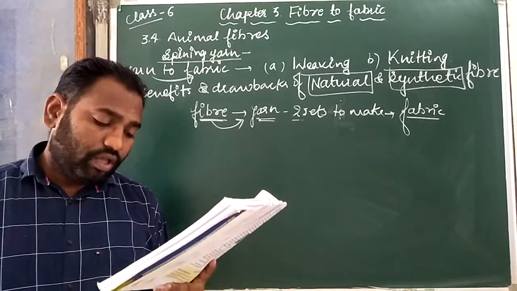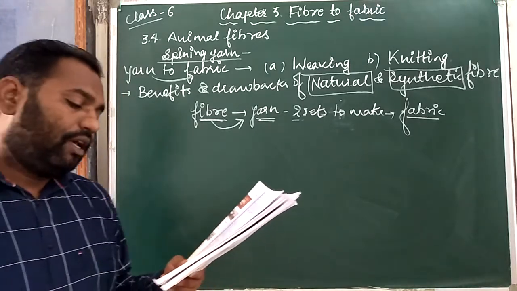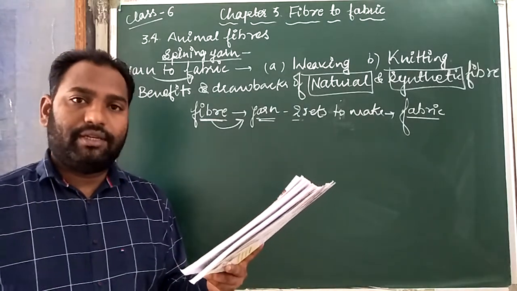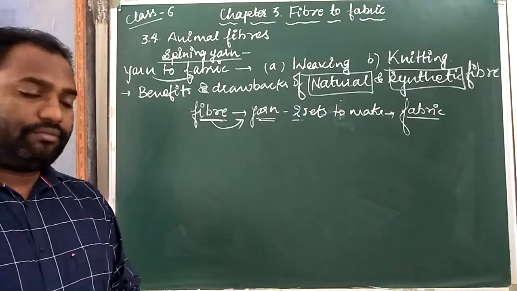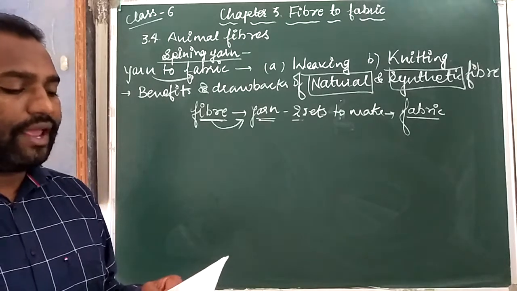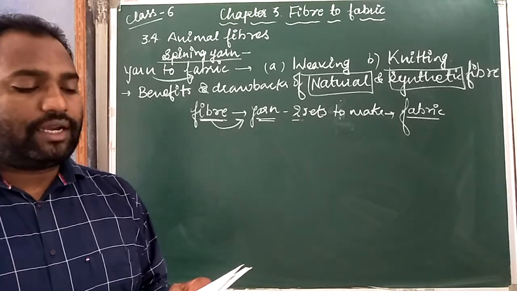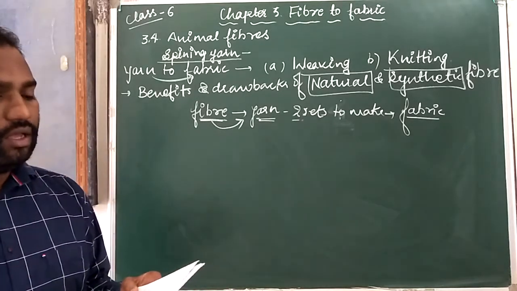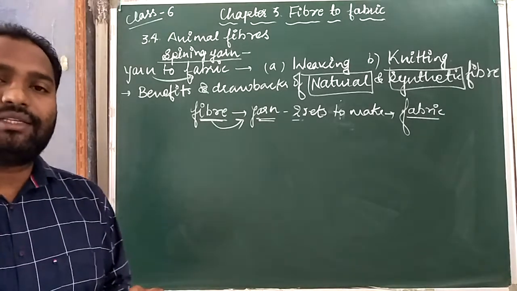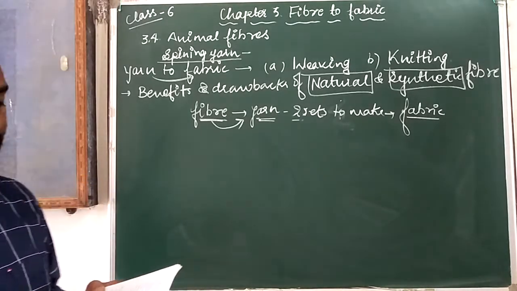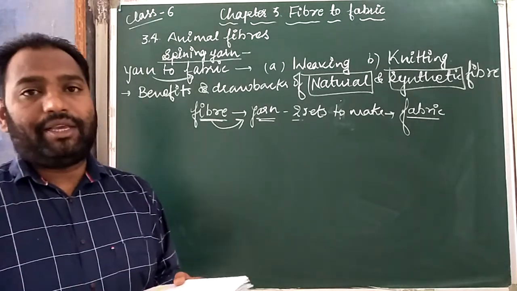Now, the benefits of synthetic fibers: they are strong, durable, and generally do not shrink. They do not get creased or crumpled. This is the reverse of the drawbacks of natural fibers. They are easy to wash and maintain. They dry very quickly as they absorb very little water, even in winter days. You have also seen parachute clothes, which we use for that. Moths do not attack these fabrics because they are chemically made.